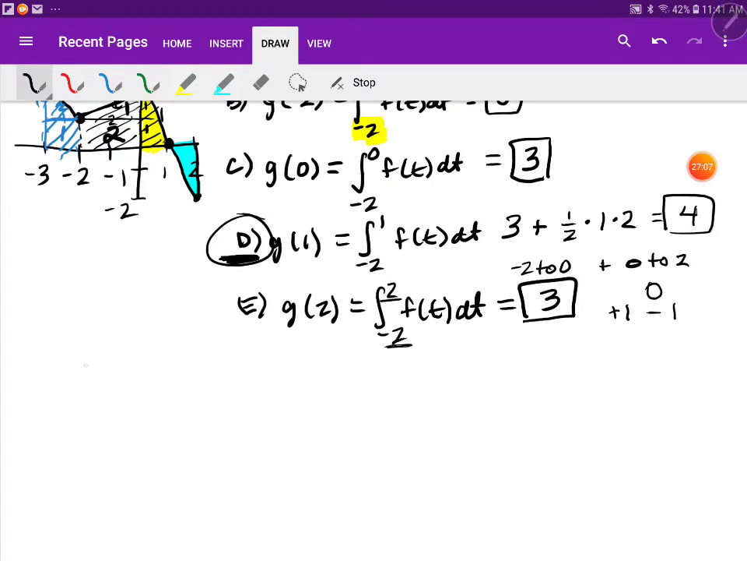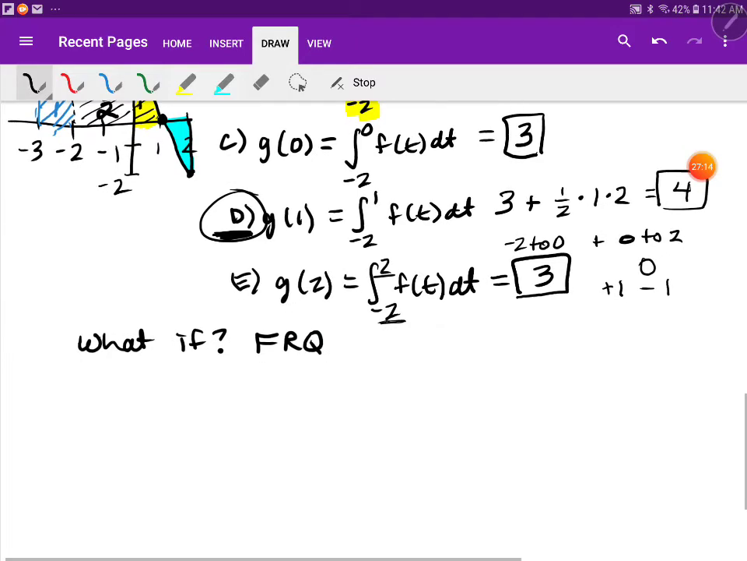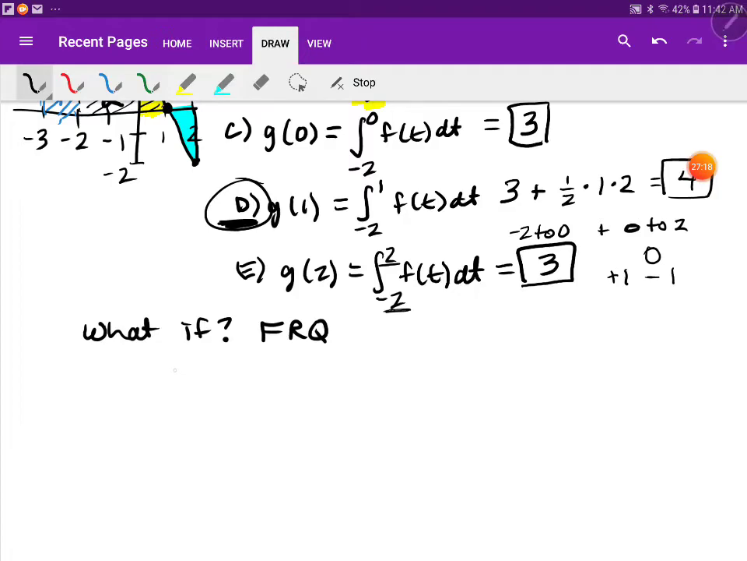Okay, so this is what if. So what if this was a free response question? And even if this isn't in 2020 where we only have free response questions, this is definitely a typical free response question. Okay, so it's definitely possible that this is on your exam. And this could also show up in the multiple choice section as well.